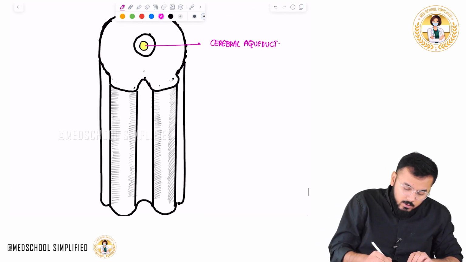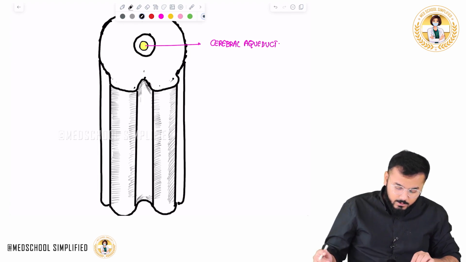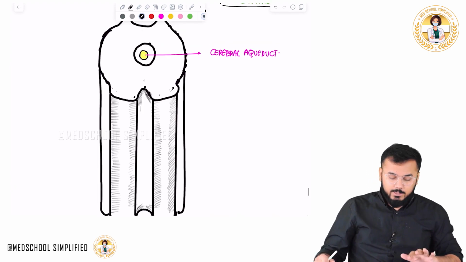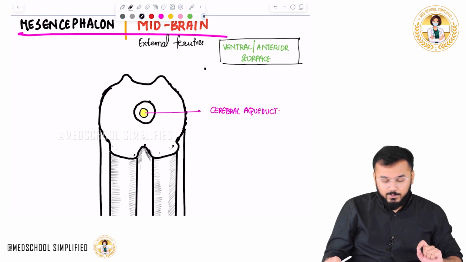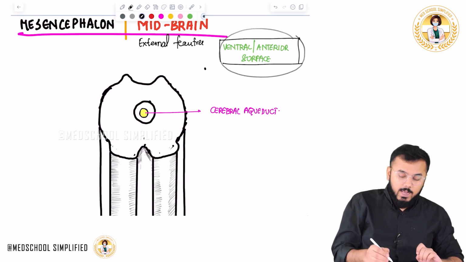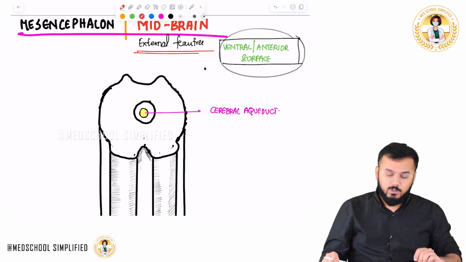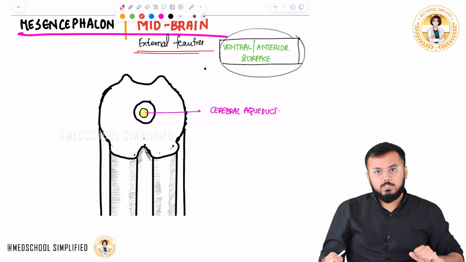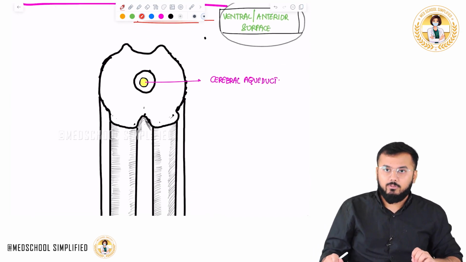Right. Now after this cerebral aqueduct, all of you just look at this picture over here. This is the cut section of your midbrain. We are right now discussing the ventral or anterior surface, and we are mainly focusing on the external features, right? The first important external feature we discussed is the cerebral aqueduct.